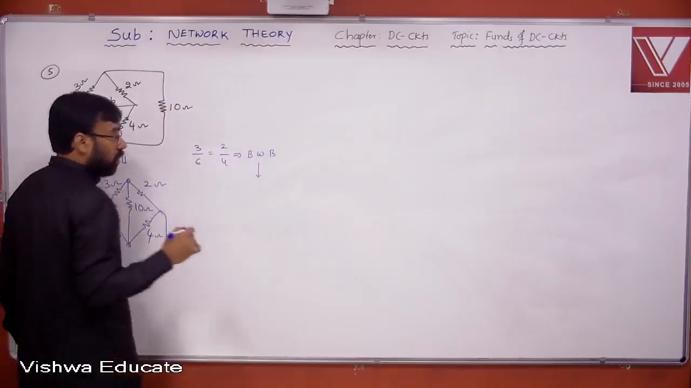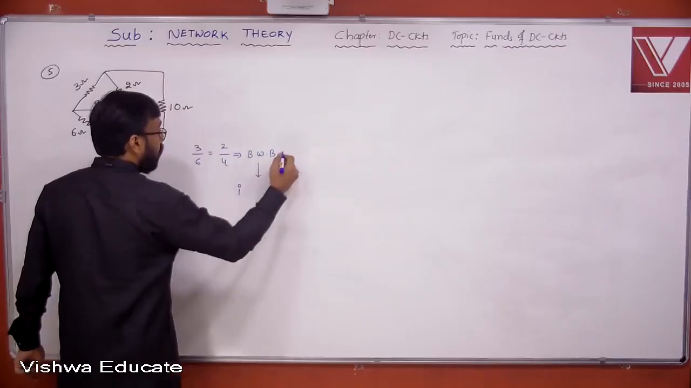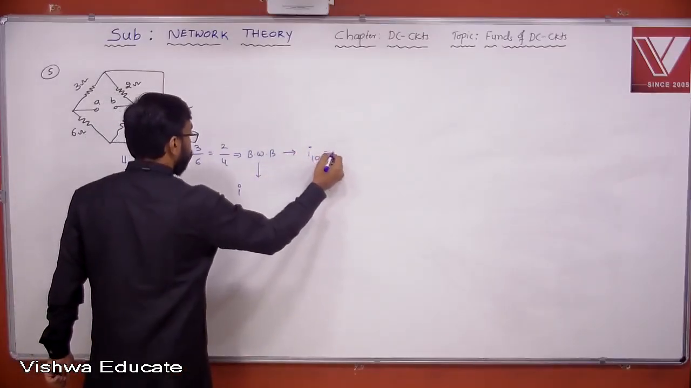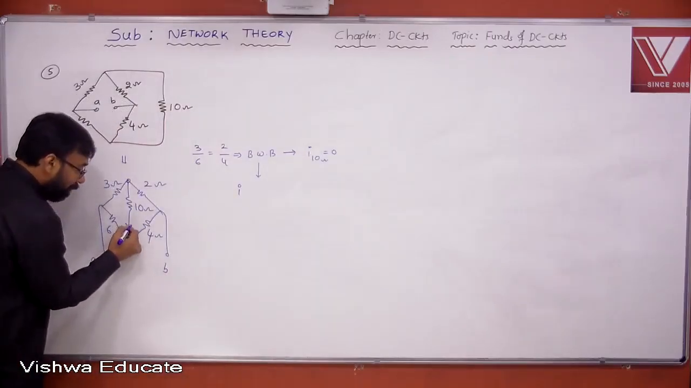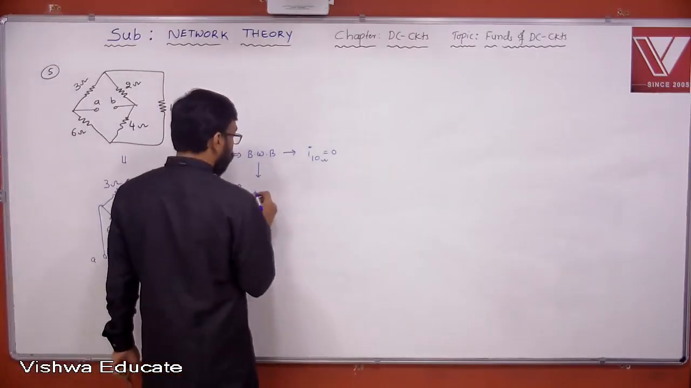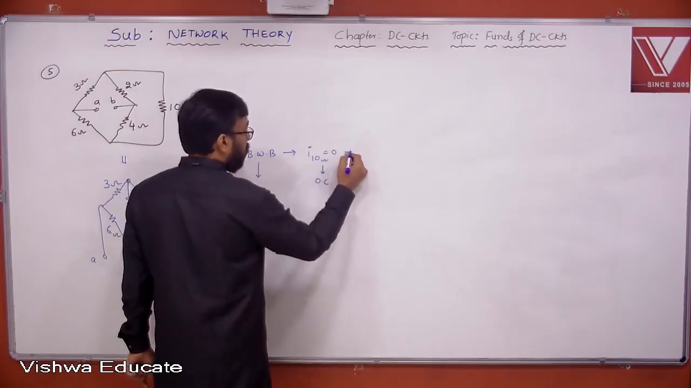Under balanced condition, the current flowing through 10 ohm is 0. If you connect an ammeter here in series with the 10 ohm, it deflects to null. Current 0 refers to what? Open circuit.